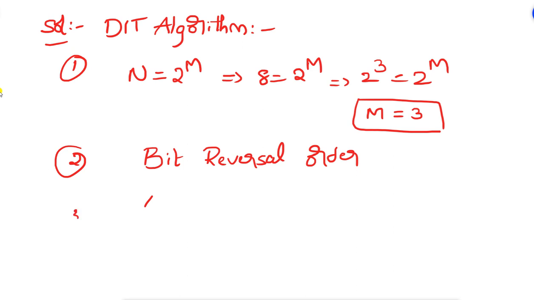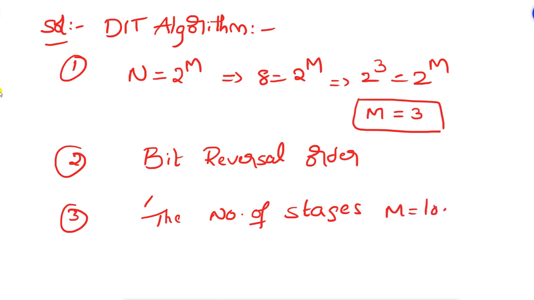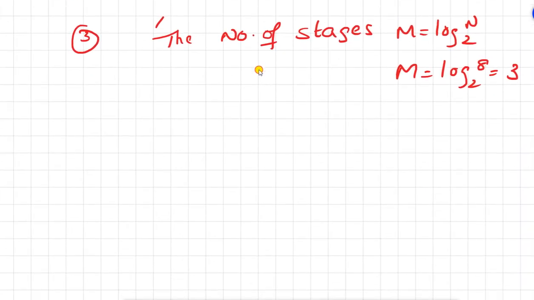Step 3: we need to find the number of stages, which is given by m equal to log N to the base 2. We know the value of capital N is 8, so the number of stages obtained is m equal to 3.